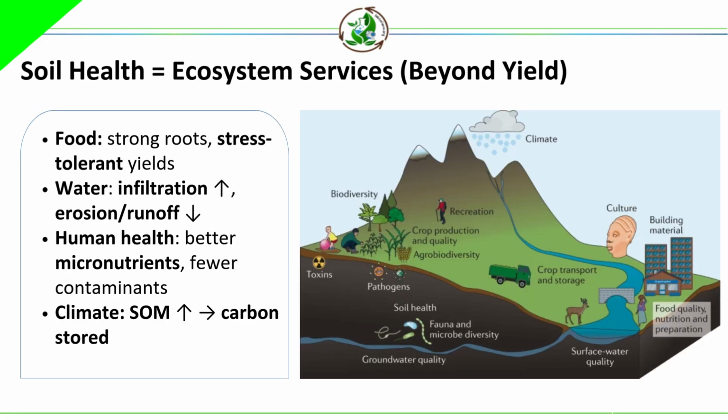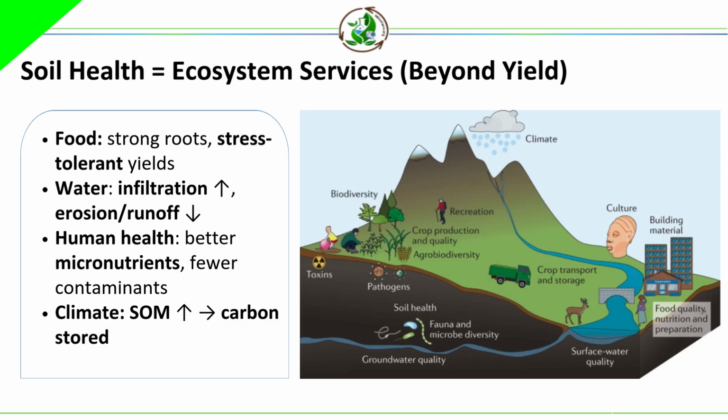Let's widen our perspective. What do healthy soils do beyond making crops grow? They provide ecosystem services, benefits we often take for granted. For example, food. Healthy soils with strong roots make crops that are tolerant to stresses like drought, so we get reliable yields. Water.